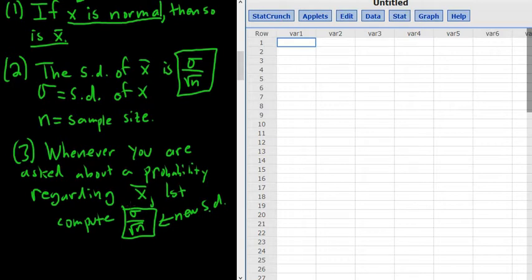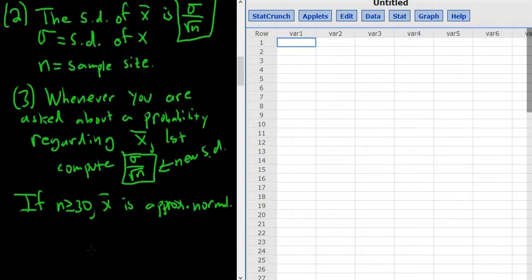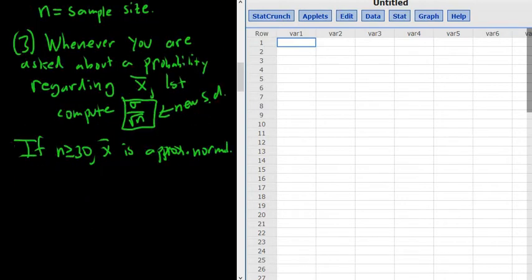All right, so now we can talk about the central limit theorem. What the central limit theorem basically says is that if your sample size is big, then x bar is approximately normal. So how big does it have to be? Well, bigger than 30. So if n is bigger than 30, x bar is approximately normal. The formal statement says that as your sample size approaches infinity, the probability distribution of x bar also approaches a normal distribution. For our purposes, though, as long as it's bigger than 30, we're good.